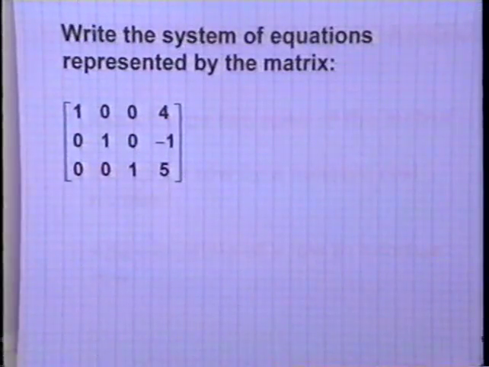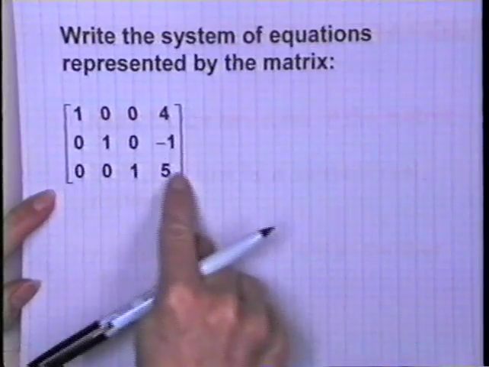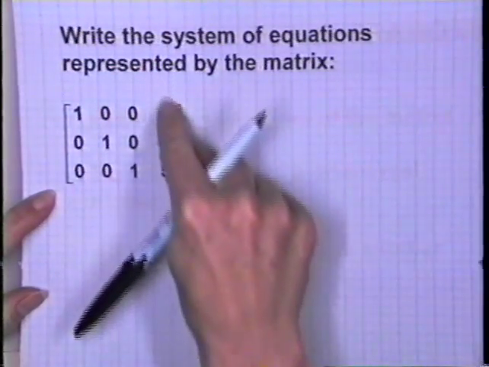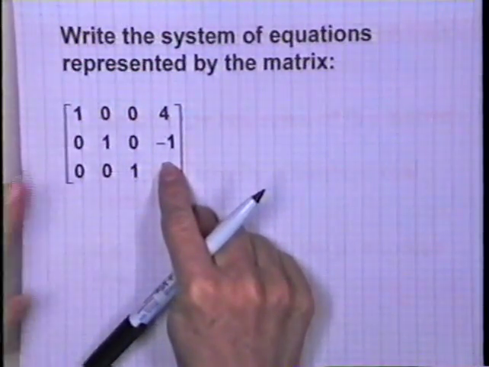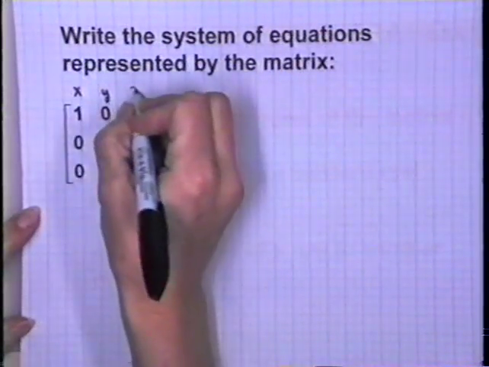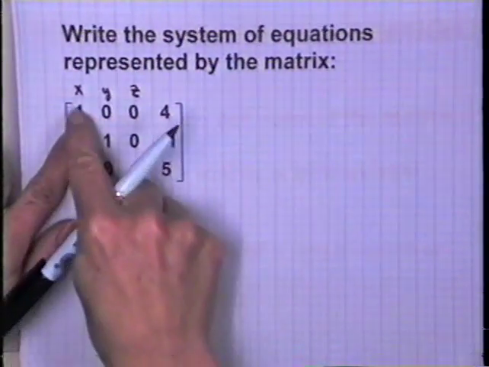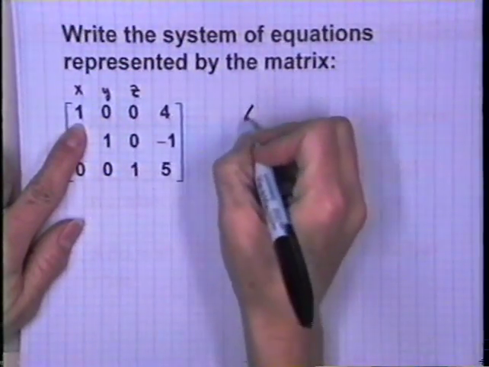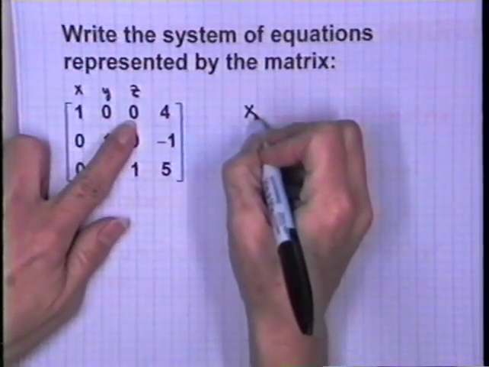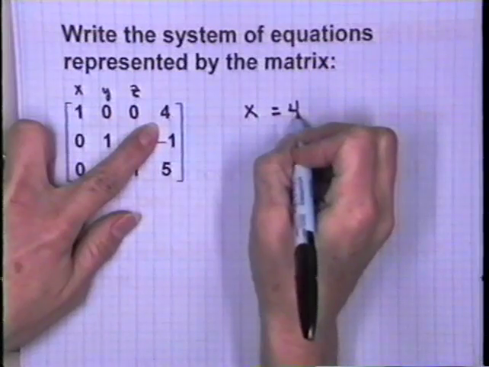Well, here's another one that says to write the system of equations represented by this matrix. Again, I have how many equations? 3. Here's my constants, so how many variables? 1, 2, 3 variables. Let's let our first variable be X, then Y, and then Z. Now let's look at our first equation. I have 1x. Notice I have 0 y's and 0 z's equals 4.